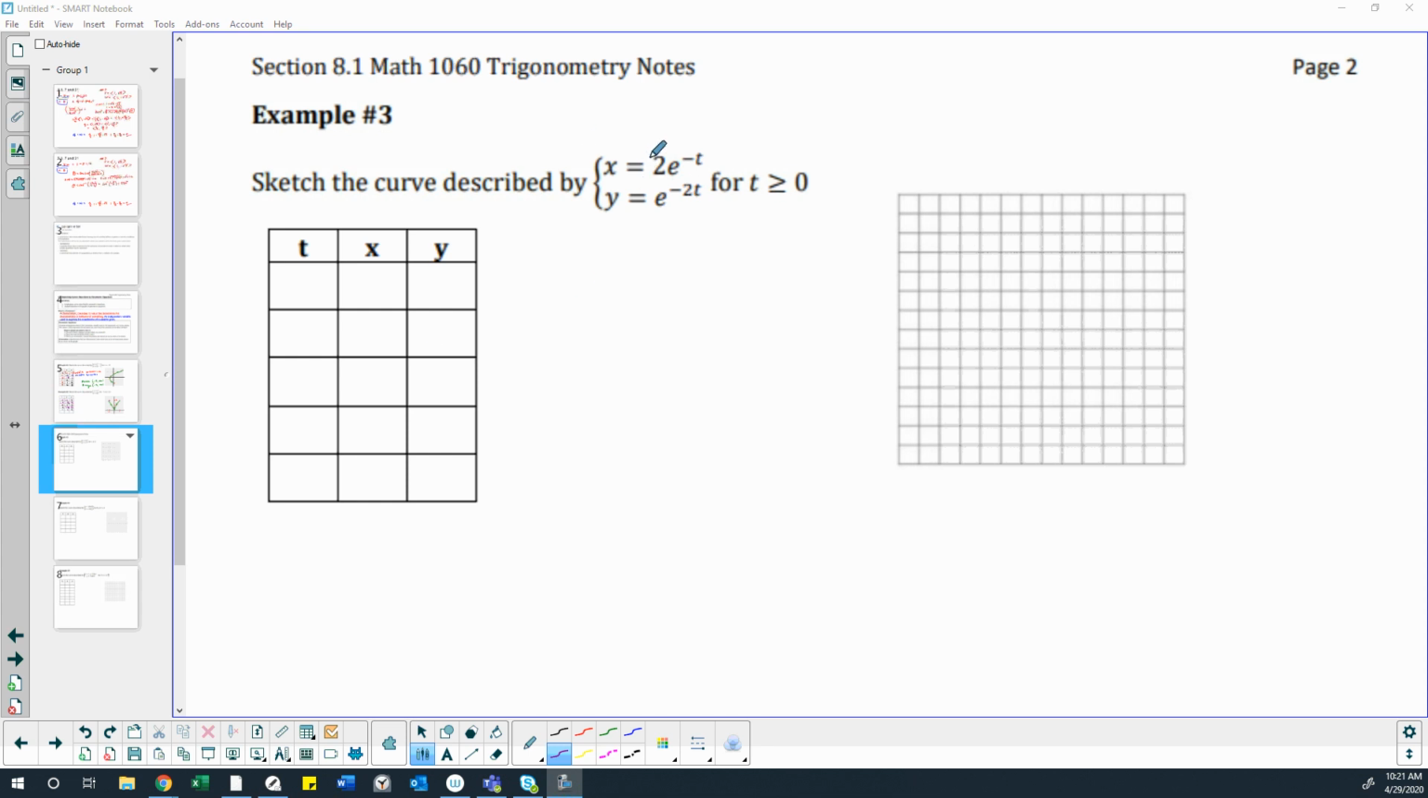Okay, we have 2e to the negative t power for x, and we have e to the negative 2t power for y. T has to be greater than or equal to 0, so we're going to start at 0 and then increment upwards. We're not going to go to infinity, obviously, so we'll just stop when we run out of boxes. Now, e is a number, 2.71 or something like that, but it's in your calculator, so don't worry about exactly what it is.